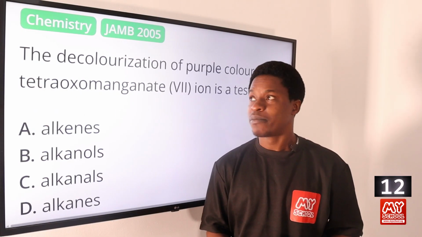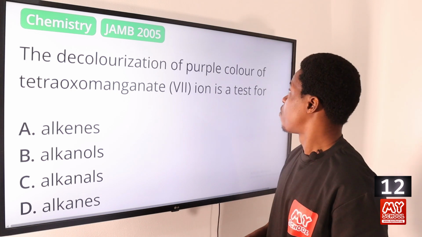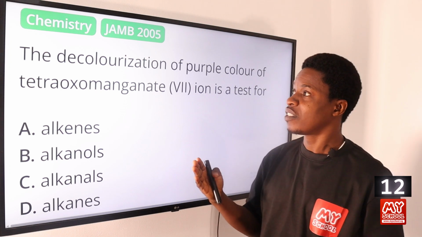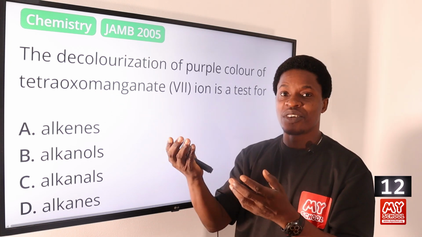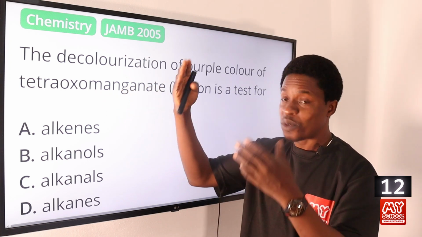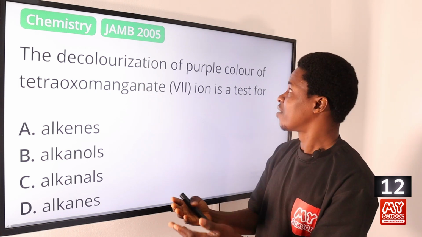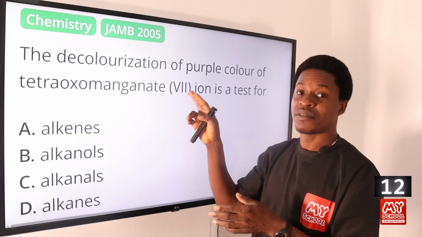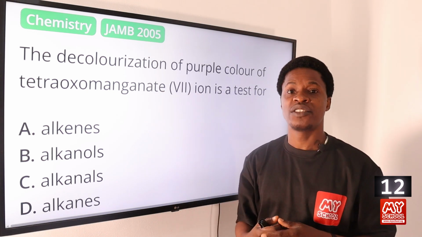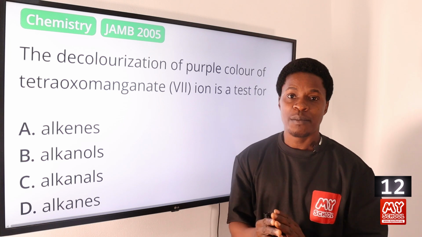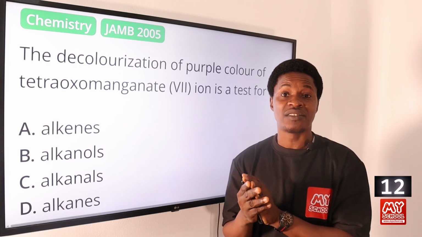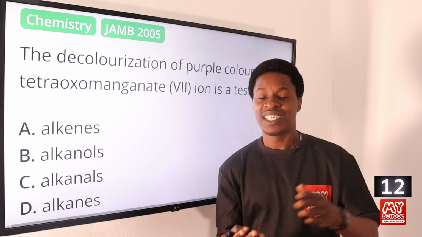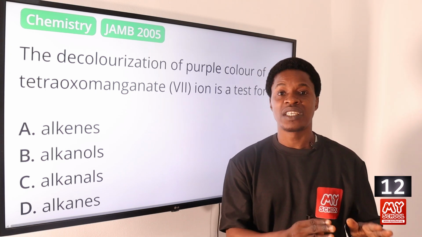Now let's move on to question number 12. The decolorization of purple color of tetraoxomanganate 7 ion is a test for what? Usually when we bring in a hydrocarbon solution, for instance, and react it with purple tetraoxomanganate 7 ion, it is to test for the presence of unsaturated hydrocarbon. Unsaturated hydrocarbon could be alkene or alkyne. Don't forget that your alkanes are saturated hydrocarbons.